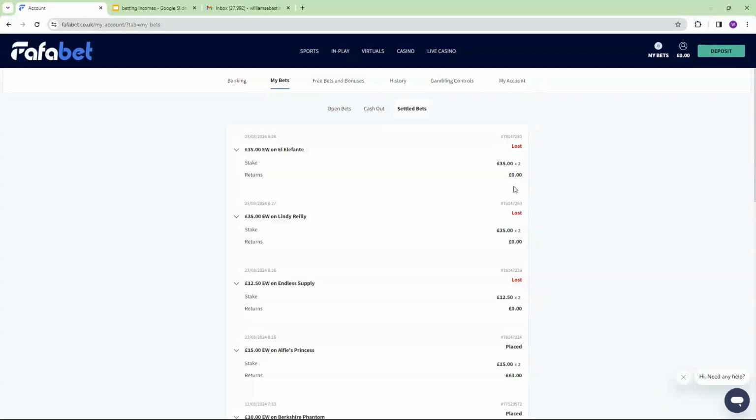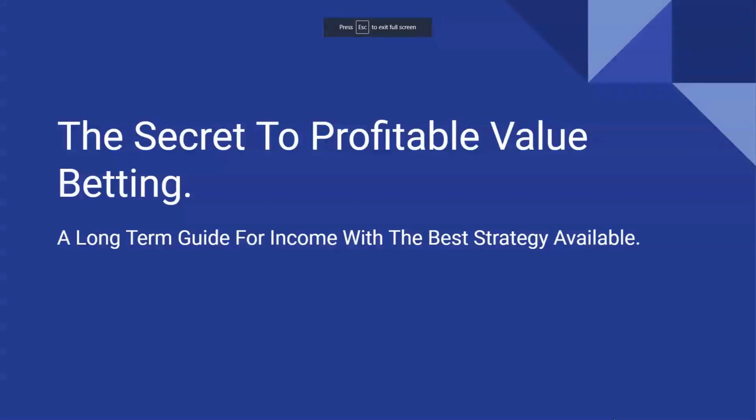Because if you're using one site, you may find you swing one way or the other. So what is the secret, therefore, to profitable value betting? This is going to be sort of the outro. Now you've seen those examples and the overall gains. We're going to go through the profits on the bets, the percent margins, everything like that, and how it all works. So it's a long-term guide for income with the best strategy available.